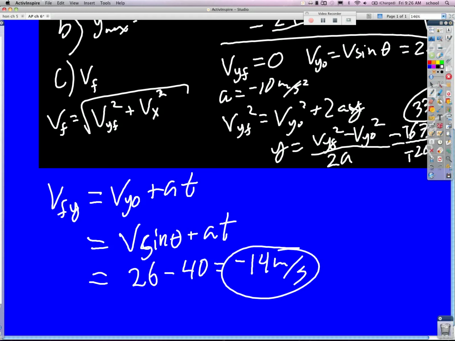So theta is going to be the inverse tangent of v final of y over vx.